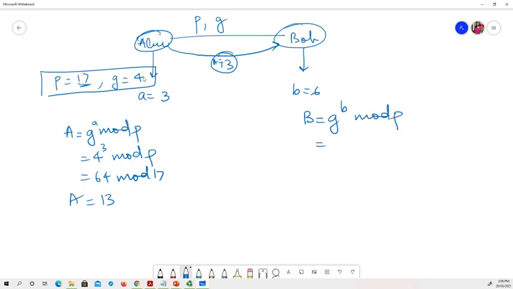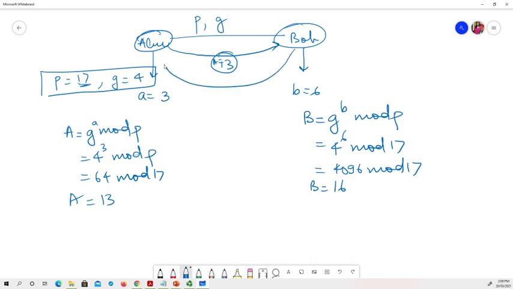G is equal to 4, so 4 to the power of 6 modulus 17. This value, 4 to the power of 6, is 4096 modulus 17. If you do this, the remainder that you get is 16. Once Bob calculates this B, it would be sent to Alice. So Bob's value, 16, is sent to Alice.